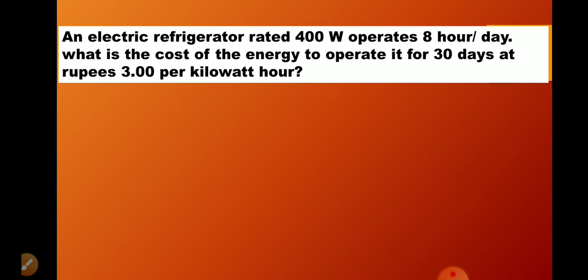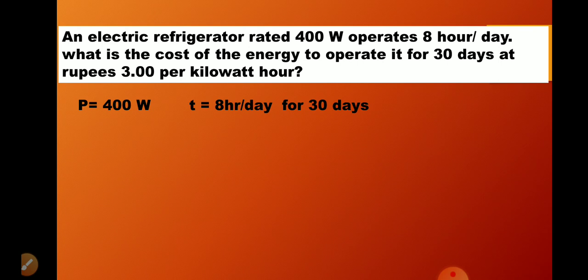So daily, for 30 days, it is switched on for 8 hours. That means it is taking electrical energy for 8 hours for 30 days. So you have to calculate the energy consumed for 30 days. Power is given, P is equal to 400 watt. Time is 8 hours per day for 30 days.